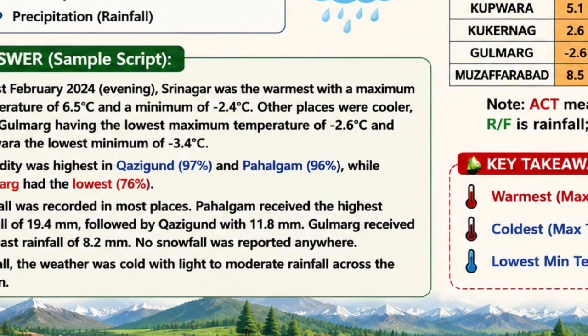February 2024 evening, Srinagar was the warmest with a maximum temperature of 6.5 degrees Celsius and a minimum of minus 2.4 degrees Celsius. Other places were cooler, with Gulmarg having the lowest maximum temperature. So this way you need to speak it all, right? With the help of a map.